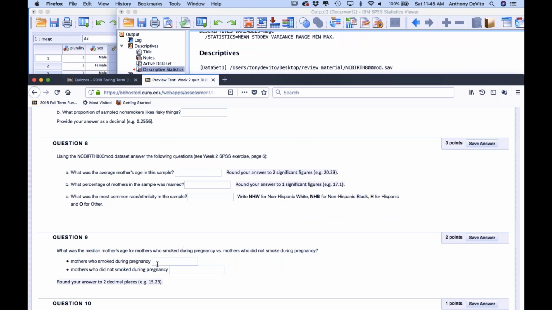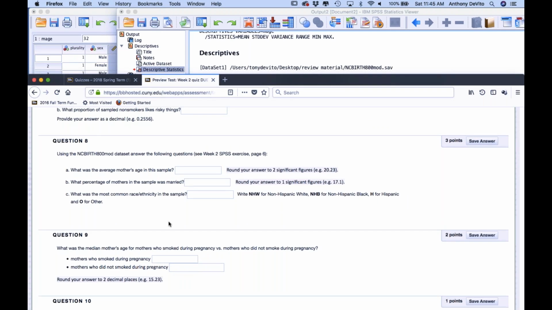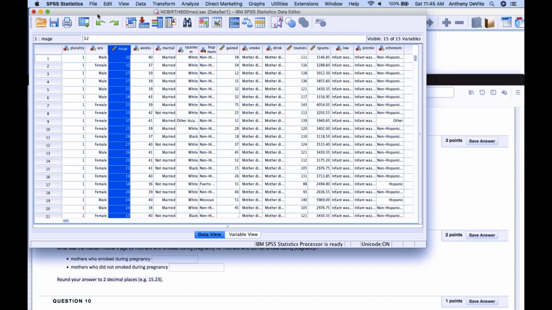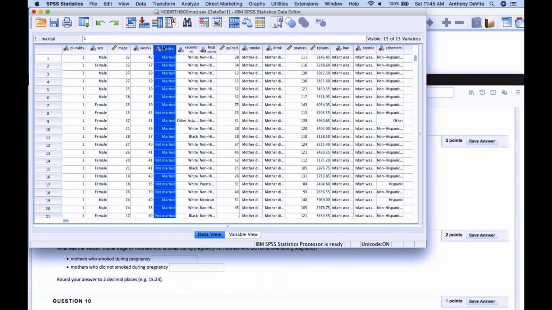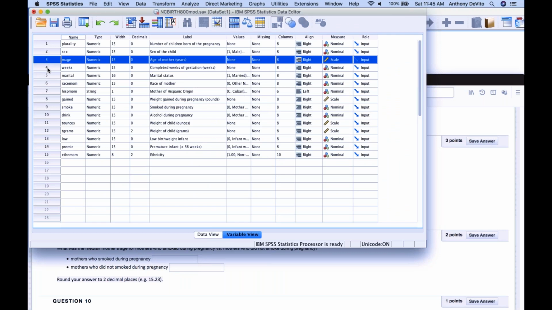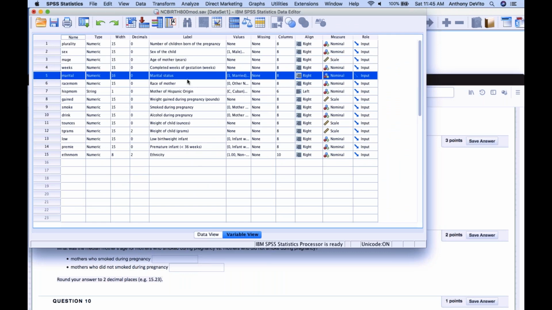Next thing they asked for was, let's see, what percentage of mothers in the sample were married? Well, married or not married, marital status, that's a categorical variable, right? Married or not married. Let's take a look at that in the variable view. So look at that in the variable view, marital status.